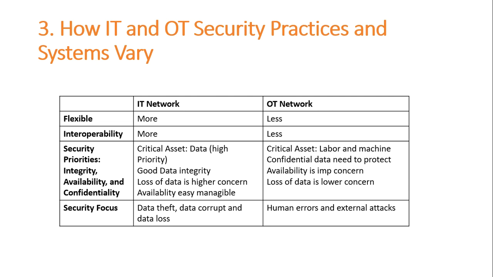Then the security focus is on data theft, data corruption, data leakage, and data loss. And the security focus is mainly on human errors and external attacks. So these are some differences between IT and OT security practices. These are the differences between the IT network and the OT network.